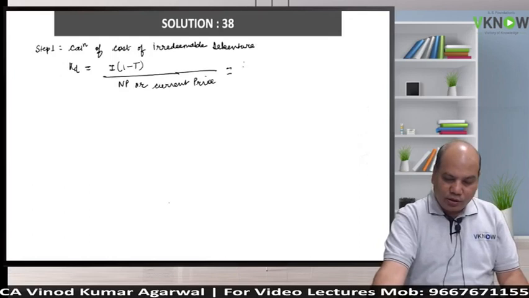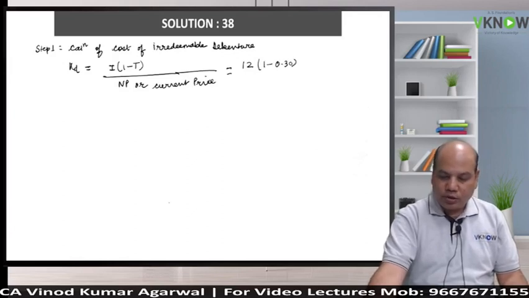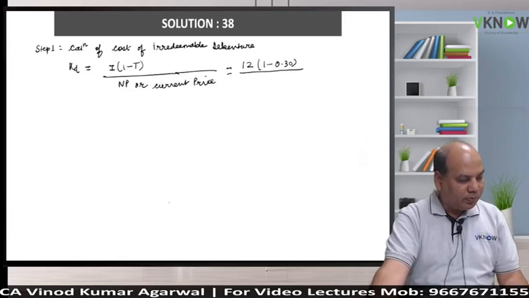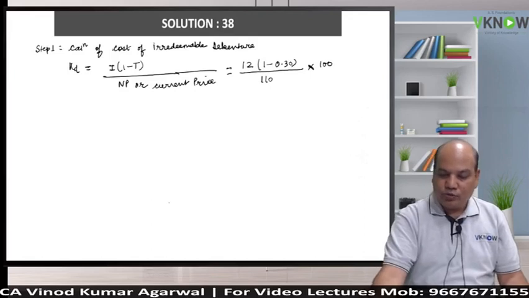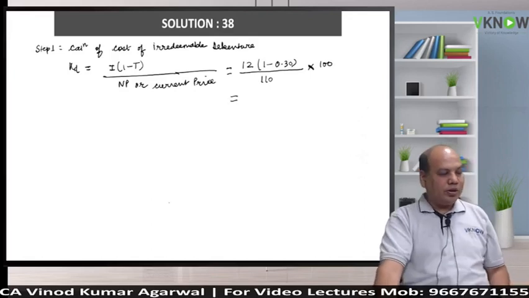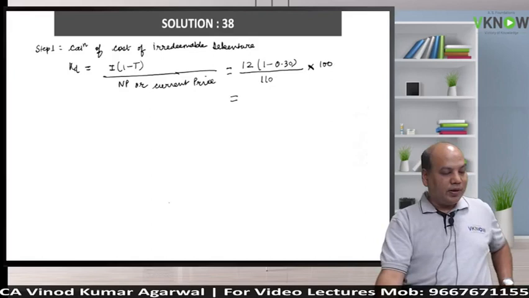Interest rate is 12%. 12% of 100, 12 rupees. Tax rate is how much? 0.3. Net proceeds is not given, but the current price of debenture is 110. Can you see that? Yes. Question number 38, December exam for 5 marks.